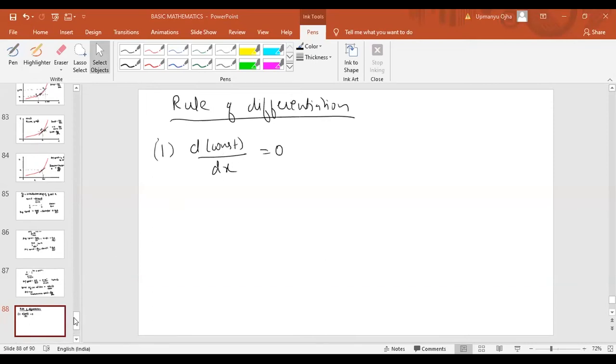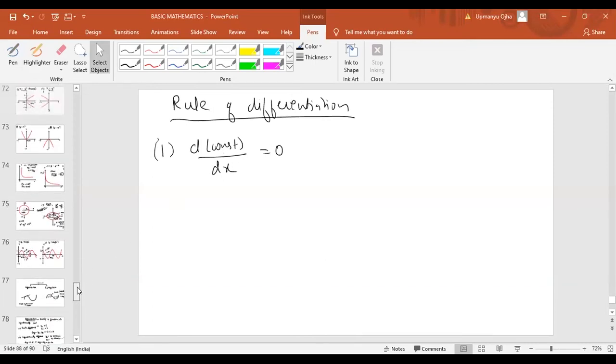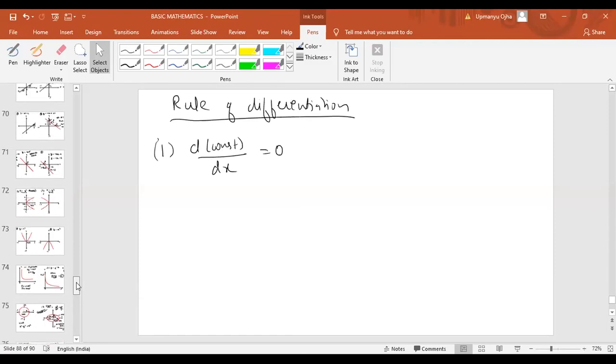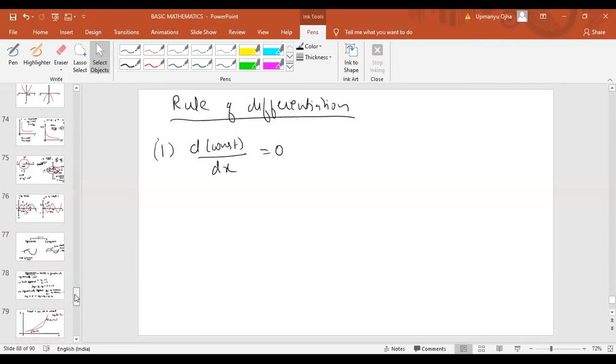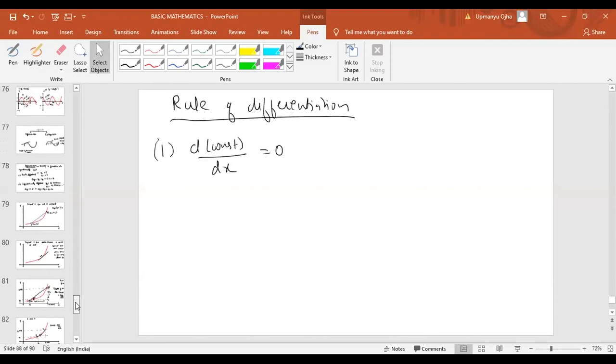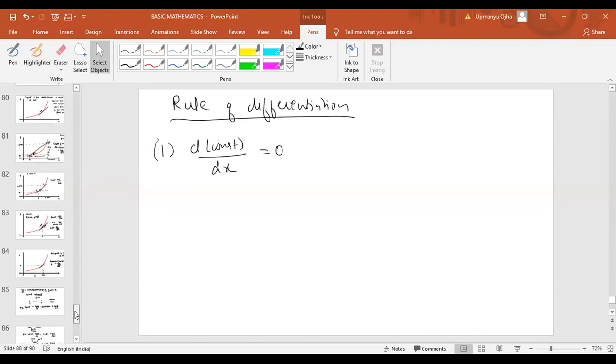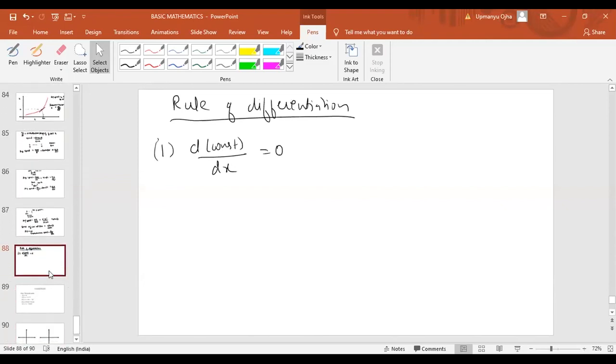If you think about one point, I told you that we can get the answer from graphs. In graphs I told you that if y is equal to 2, then what was the slope of the curve? The slope of the curve was 0. So the slope of a constant, for example y is equal to 2, is 0. If y is equal to 2, find dy by dx.